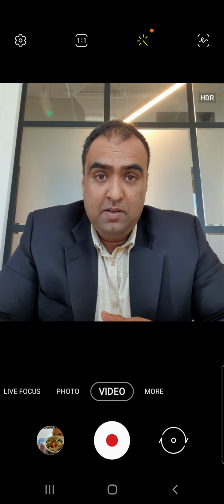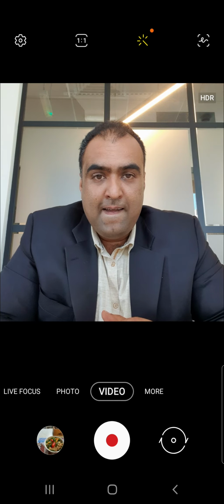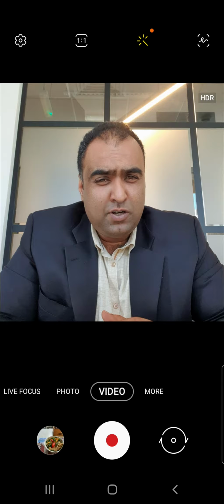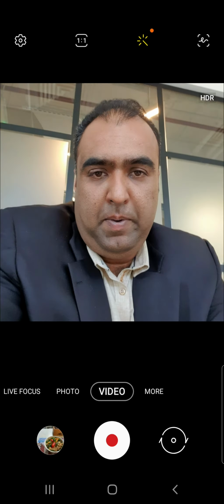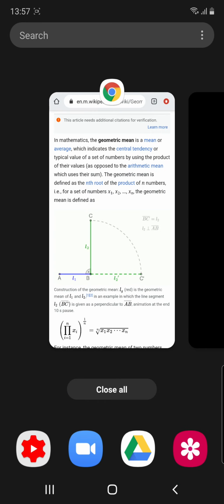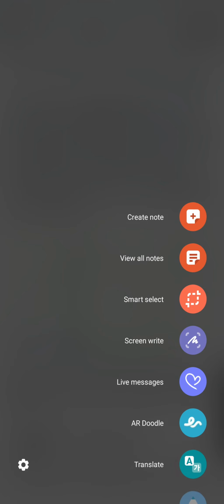And in the meantime, let us discuss geometric mean, different from arithmetic mean. And to start with, let's have fun with Wikipedia. So Wikipedia has a wonderful explanation of geometric mean geometrically.